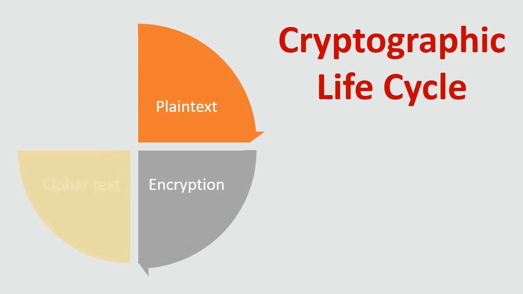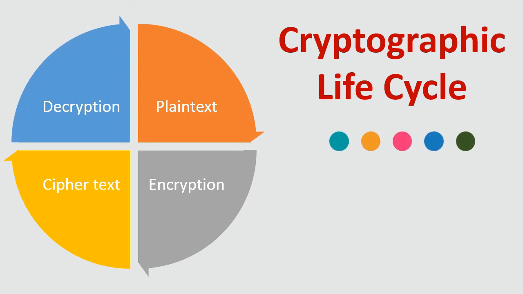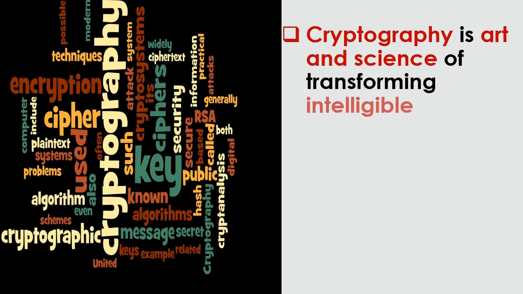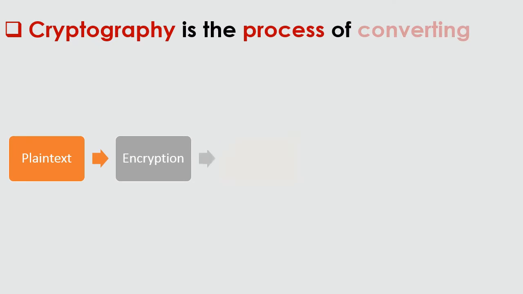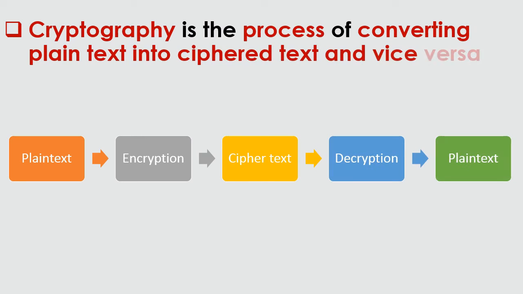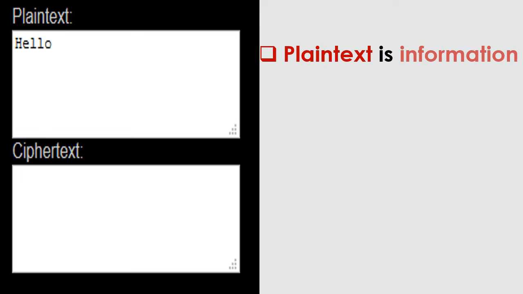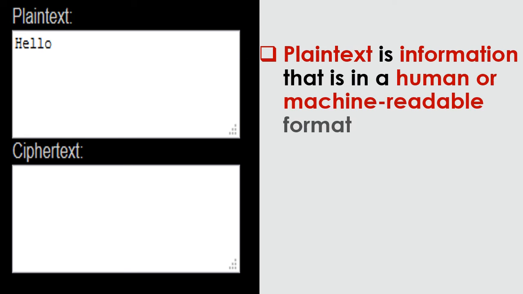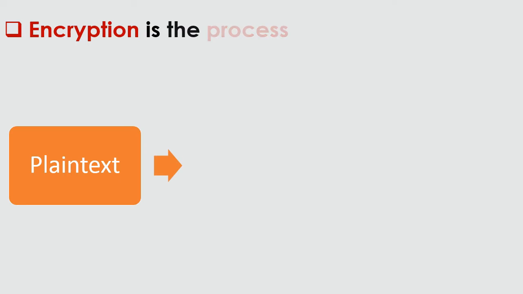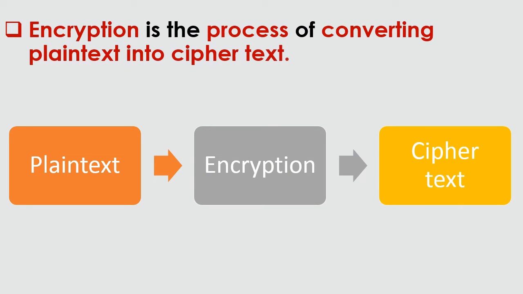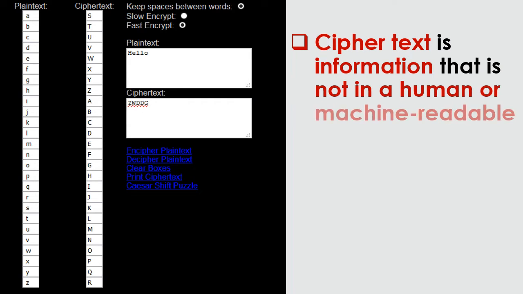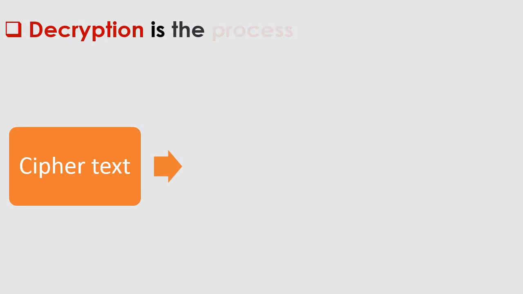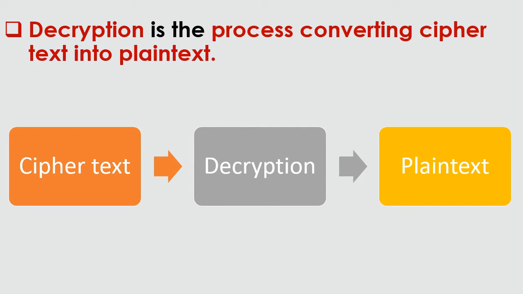Cryptographic life cycle. Cryptography is the art and science of transforming an intelligible message to unintelligible and again transforming that message back to the original. Cryptography is the process of converting plain text into ciphered text and vice versa. Plain text is information that is in a human or machine-readable format. Encryption is the process of converting plain text into ciphertext. Ciphertext is information that is not in a human or machine-readable format. Decryption is the process of converting ciphertext into plaintext.